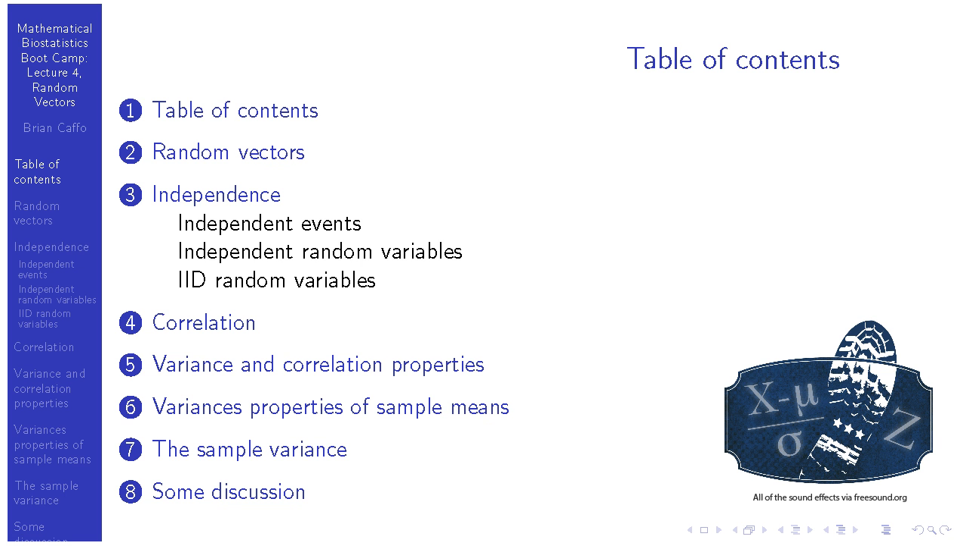So let's just briefly talk about what we're going to cover today. Random vectors, which are simple collections of random variables. Then we'll talk about independence, and you probably have a rough idea of what is meant by independence to begin with, but we're going to talk about the mathematical formalism a little bit. We'll talk about correlation and then go over various mathematical properties of the correlation and covariance operators. And then we'll use our facts about independence and variance and correlation to talk about properties of the sample mean. And then we'll cover the sample variance and end with some discussion.